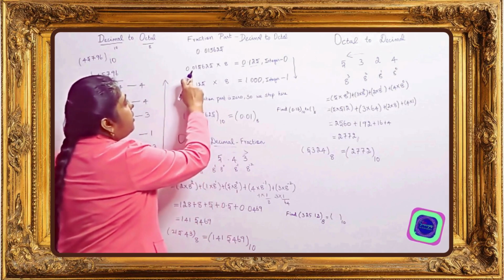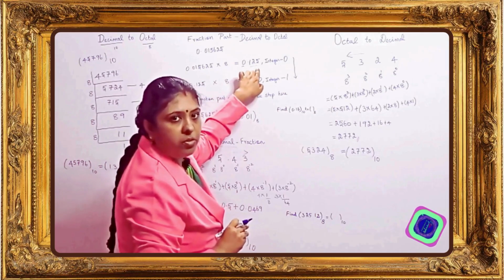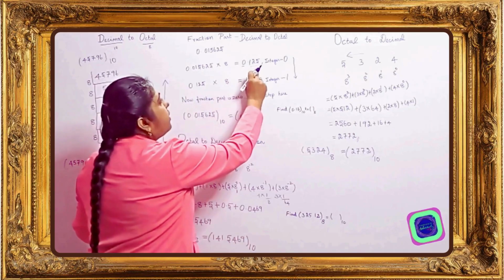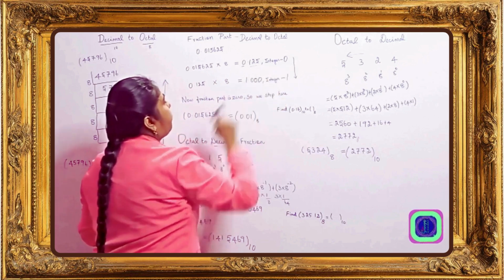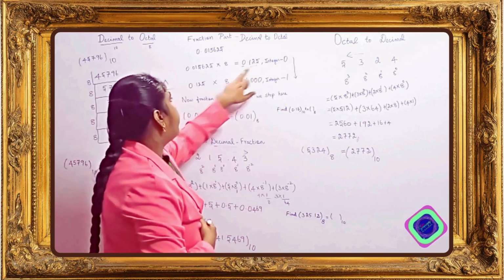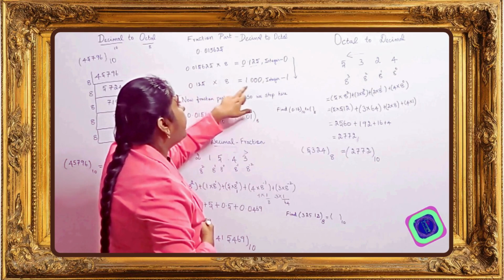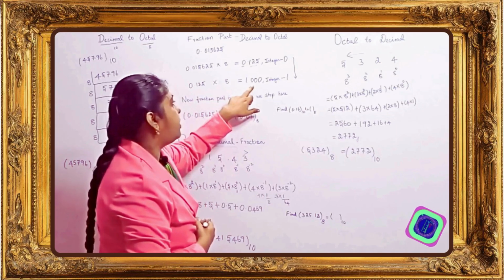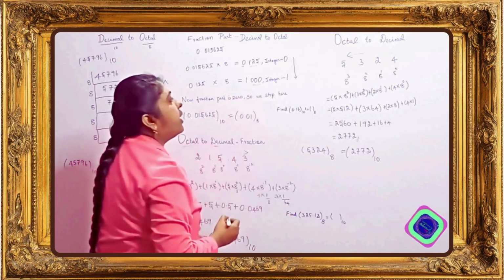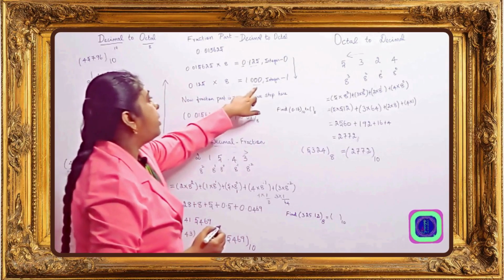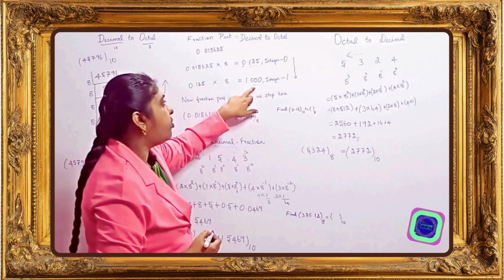So first consider 0.015625 into 8. We will arrive at a solution of 0.125. Here the integer part is 0 and the fractional part is 0.125. So the integer part is written as 0. The fractional part 0.125 is again multiplied by 8. So when multiplied by 8, we reach 1.000. Here the integer is 1 and the fractional part is 000. So what happens? We cannot continue the iteration, since 0 multiplied by 8 will always return a 0. So we have to stop here.